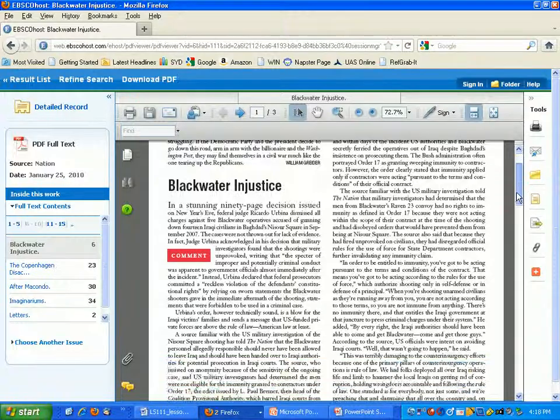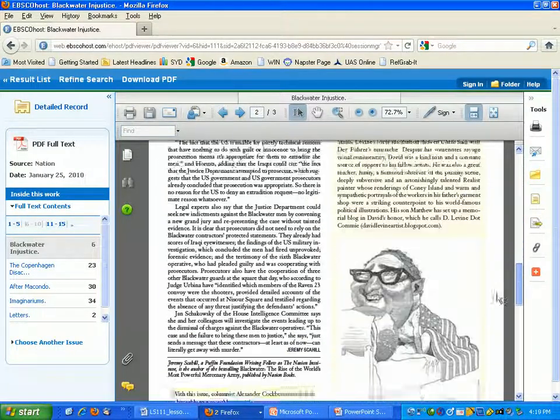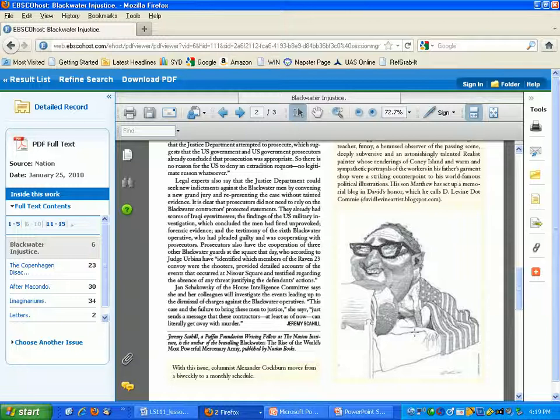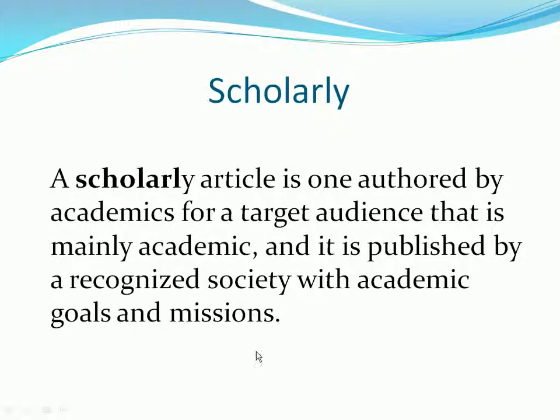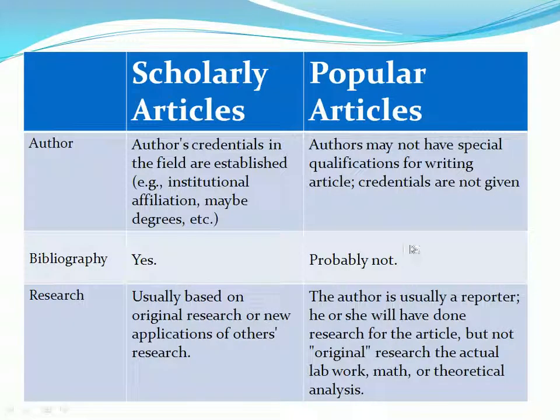And if you look at it, it's only really 2 pages long. And it includes kind of a funny illustration here, and it's written by a columnist. So far it's looking like it's a popular magazine article. It's written for lay people. It's written in everyday language. It's by a columnist, not necessarily by a law scholar.